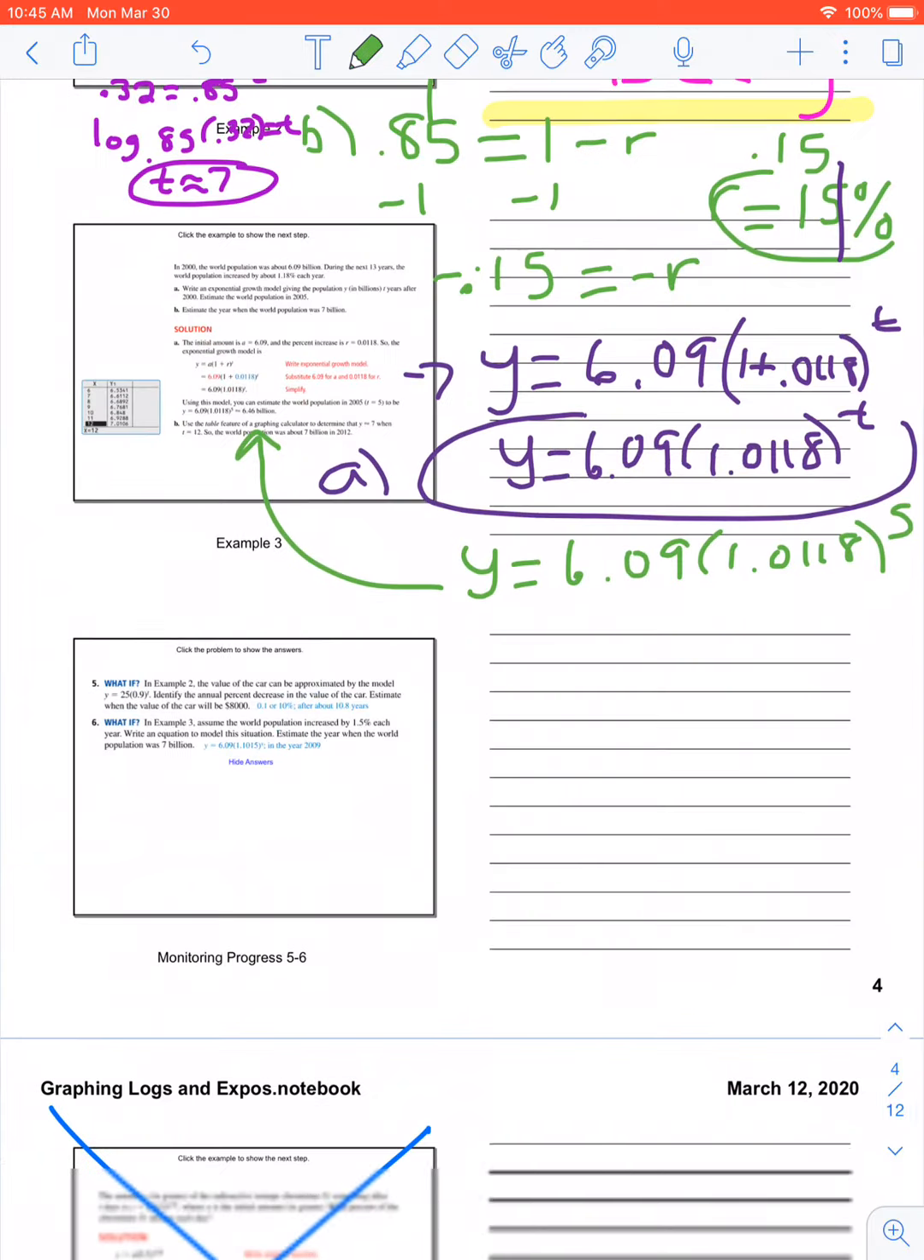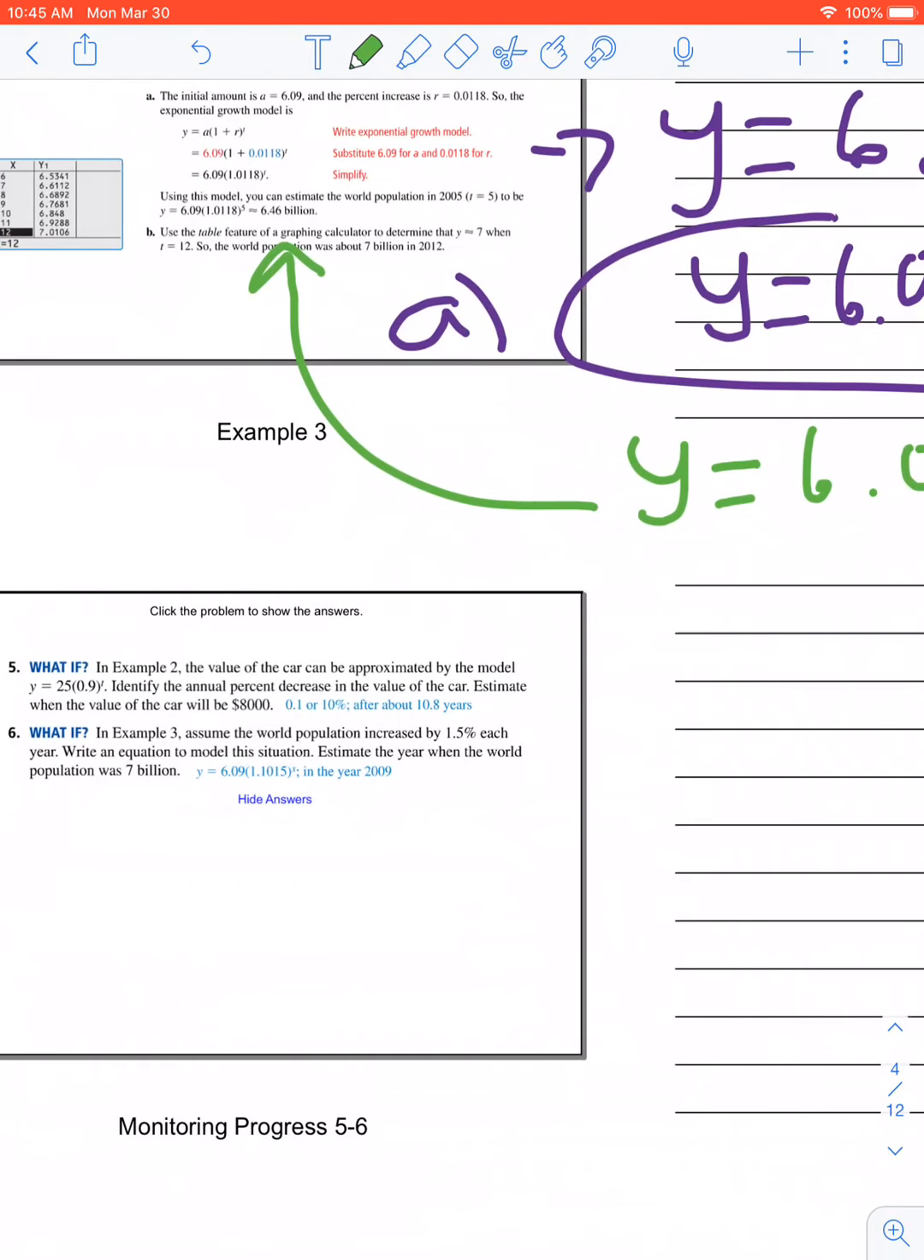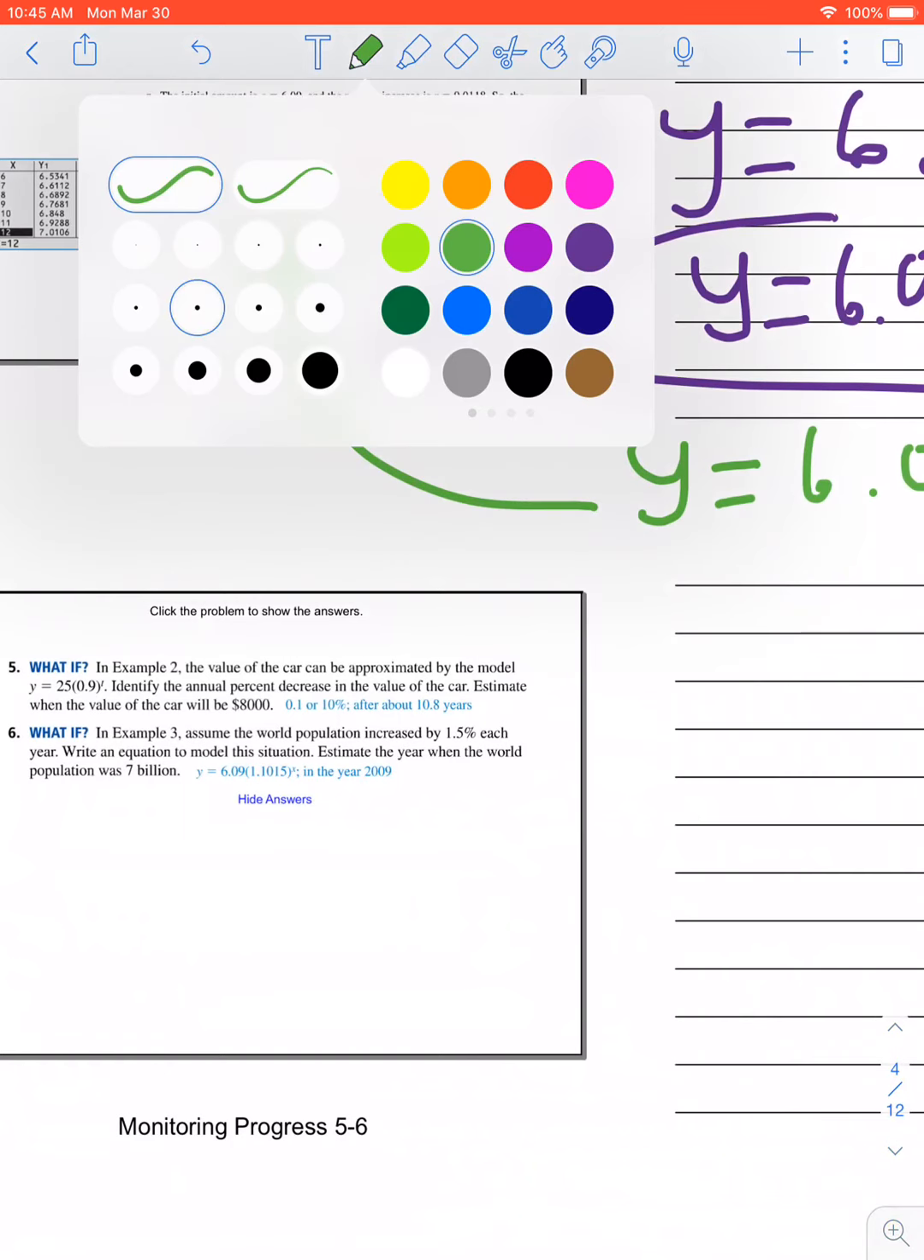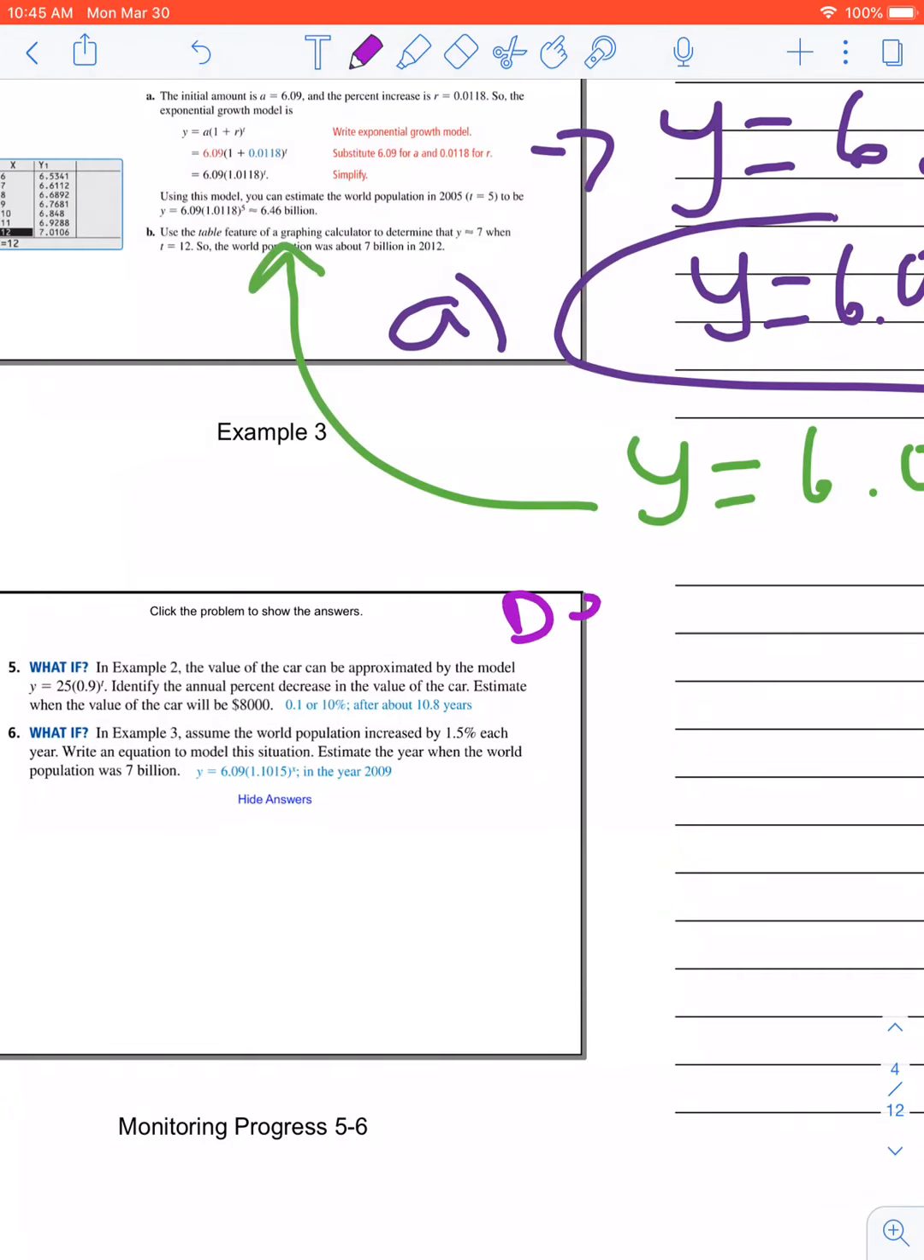Okay? And then the last problems, let's look at these problems right here. Let's look at examples monitoring progress 5 and 6. So it says, in example 2, the value of the car can be approximated by the following model. Again, we know that a car depreciates in value, so that number attached to t is between 0 and 1, so we know right away that this equation is decay. Okay? So we're going to use that decay equation.